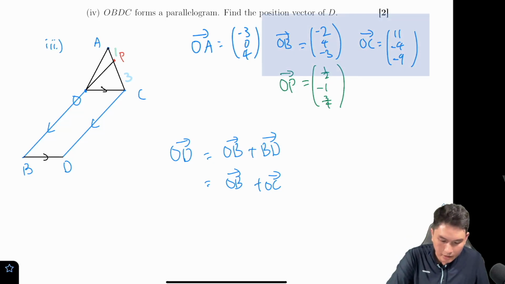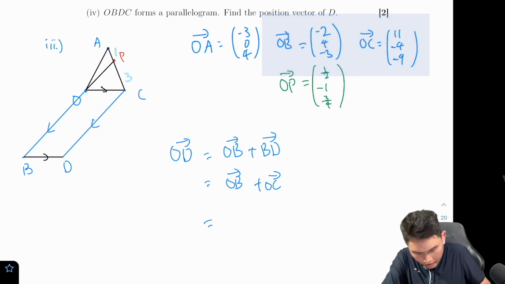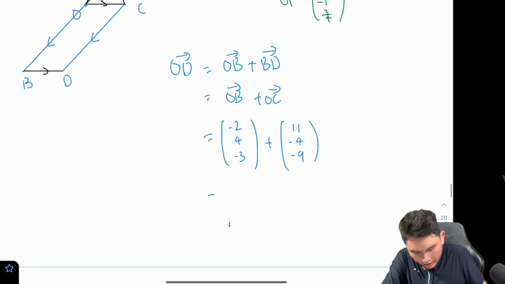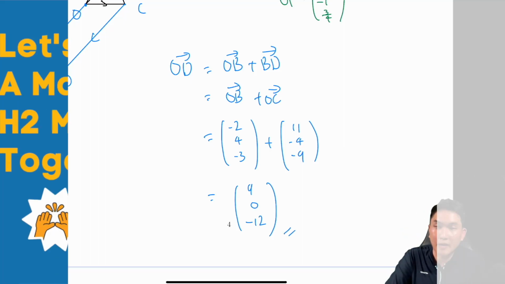So OD is nothing but OB plus OC. So let's add that together. Adding the two vectors together, that will give us 9, 0, negative 12. And that is the answer for part 4.